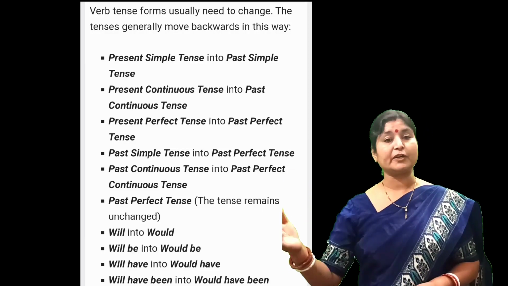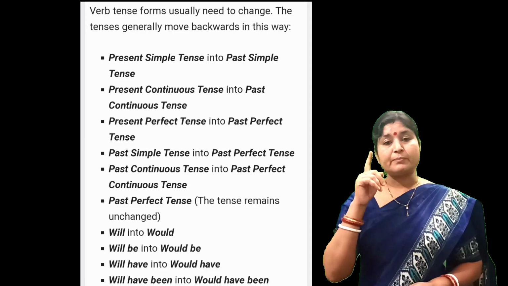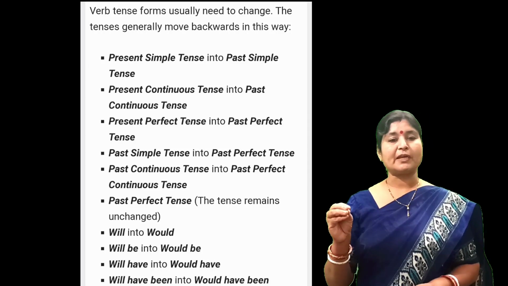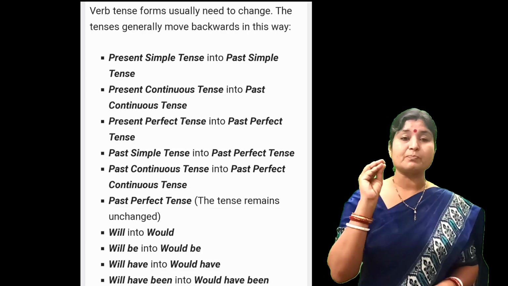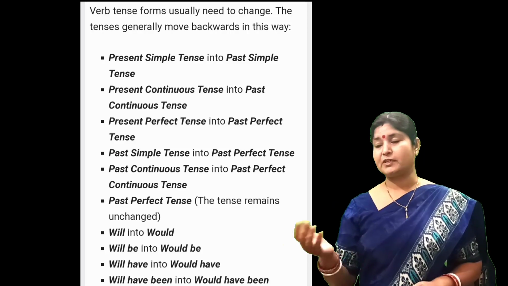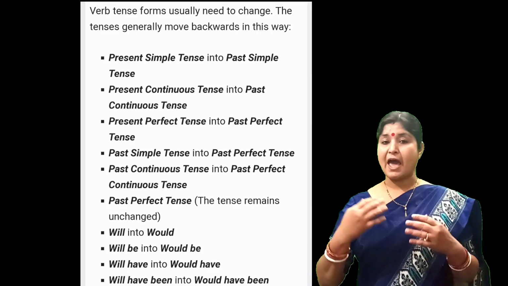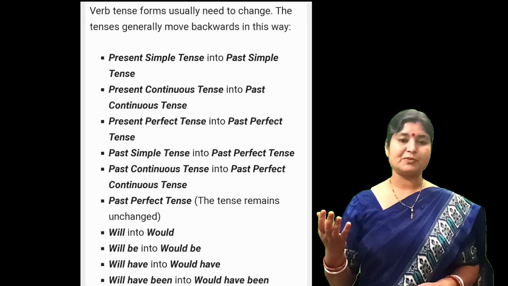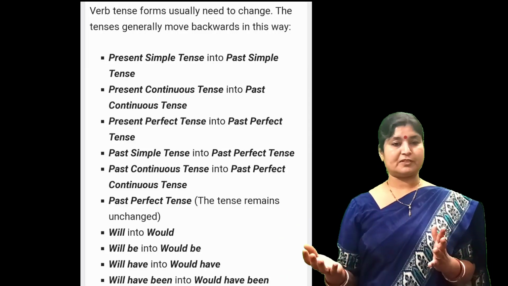Past perfect continuous tense. And another thing, always keep in mind that if the sentence is in past perfect tense, the tense remains unchanged. There will be no change. Then, will changes into would. Will be changes into would be. Will have changes into would have. And will have been changes into would have been. Like can, could, shall, should.